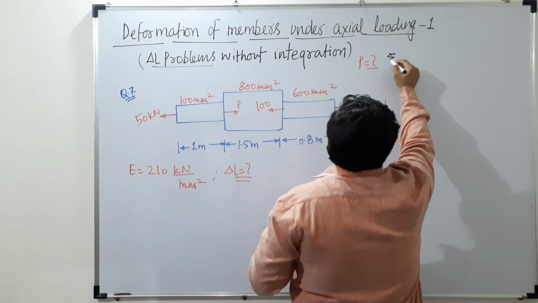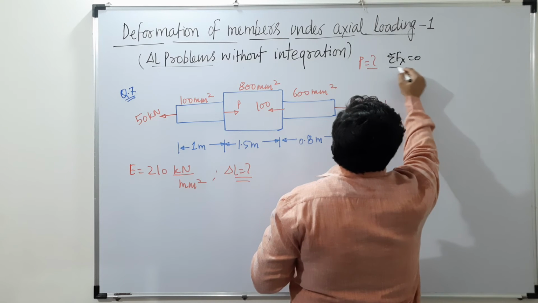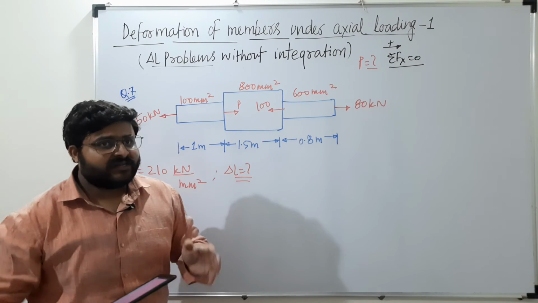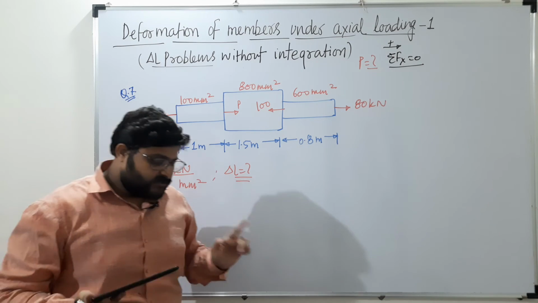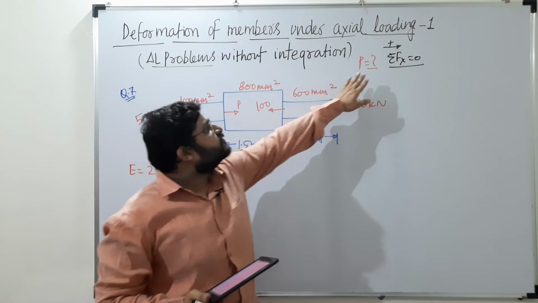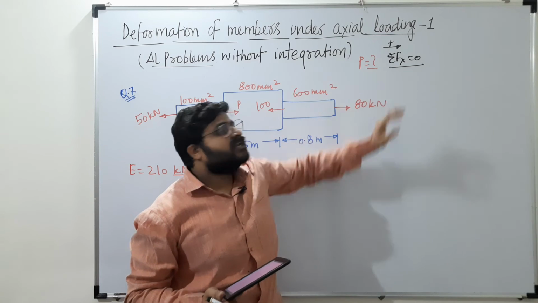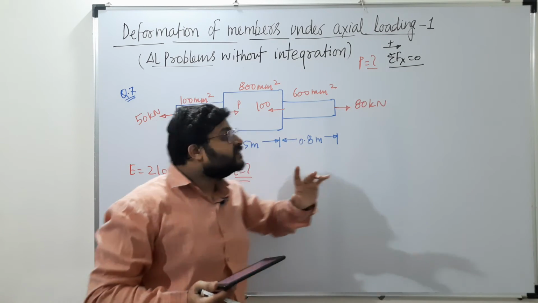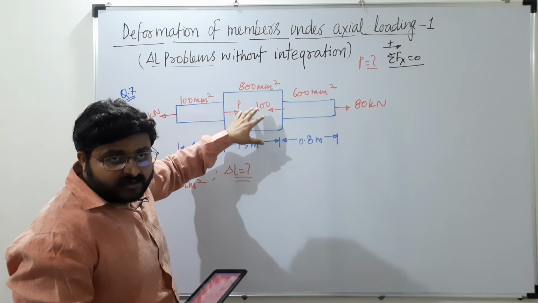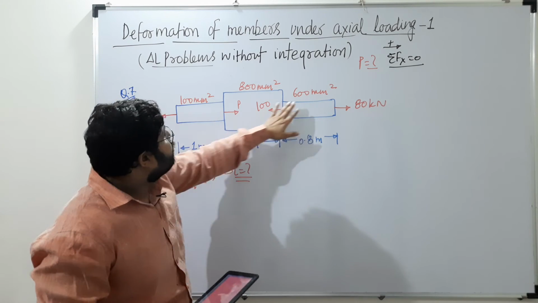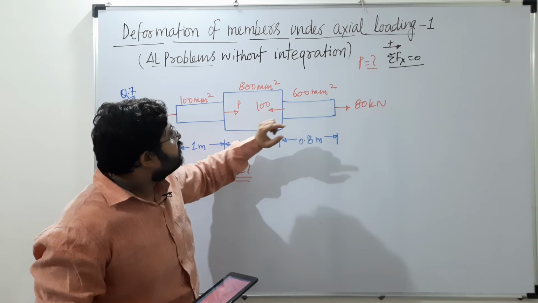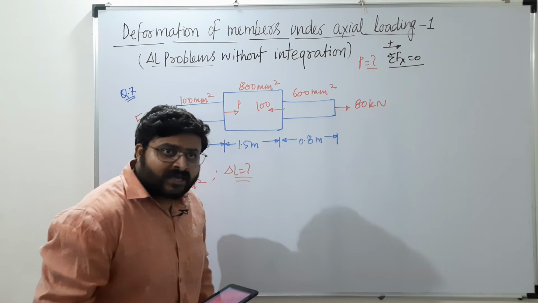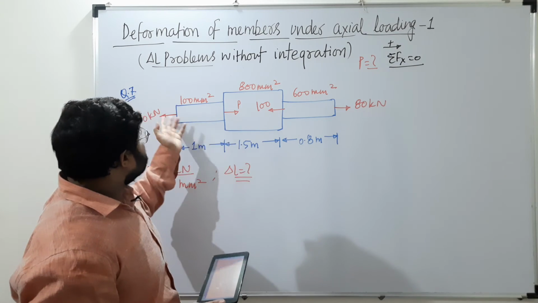Just write summation of forces along x equal to 0, considering rightward positive. Now some of you might be getting confused with the symbols. Whenever I write this equation, it is considering only the external forces. This equation has nothing to do with internal forces developing in the different bars. This is considering only the external forces, like in rigid body mechanics, where we have solved many problems based on this.